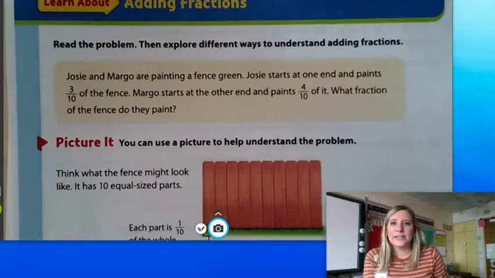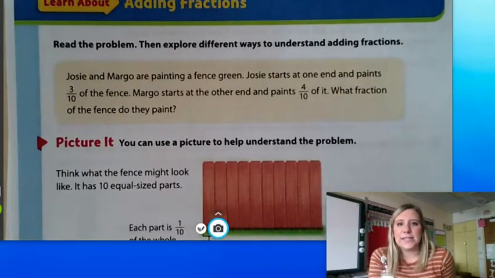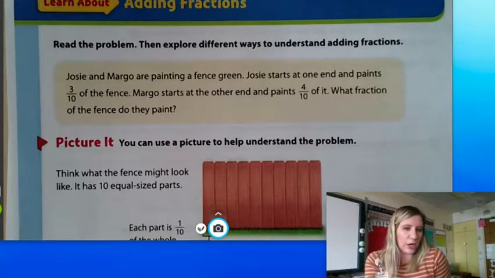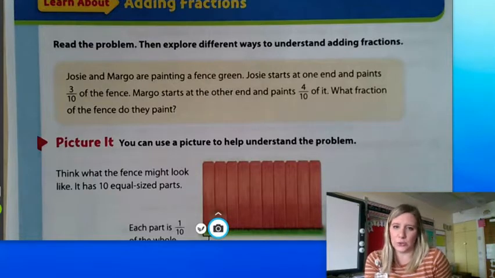All right, fourth grade. So today is lesson 16, day 2. We are working with adding fractions still. We are starting our work on page 172.